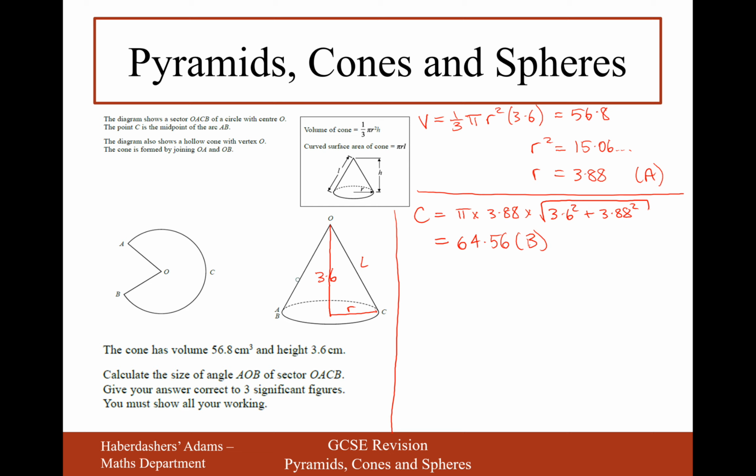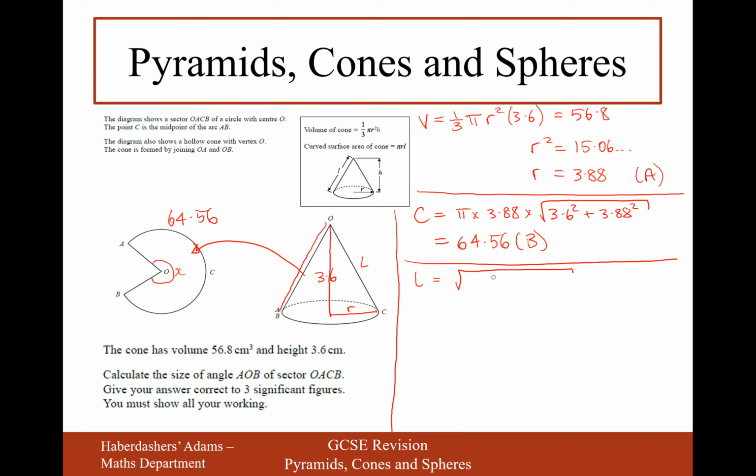Right, so now what we need to do is transfer this. The curved surface area is the same area as this section of a circle here, the sector of this circle. So this sector here is 64.56. But what's its radius going to be? Because I need to work out what this angle here is. Its radius is not going to be the 3.6. It's not going to be the r value. It's going to be this diagonal length from O to A, because in the question it says from O to A, and this is O to A as well. So it's actually L.